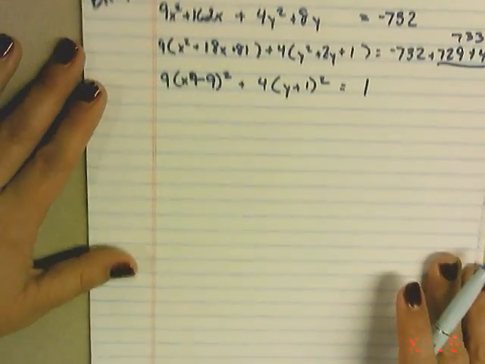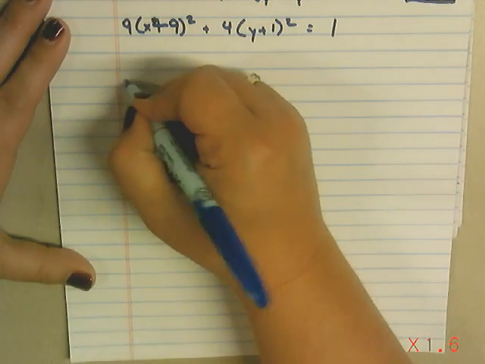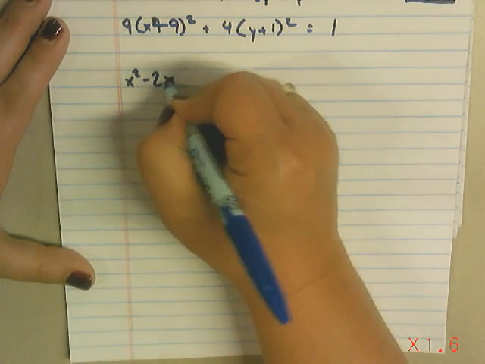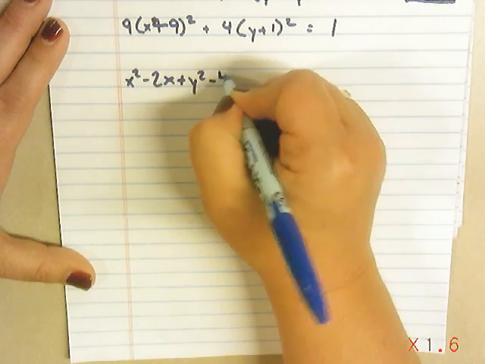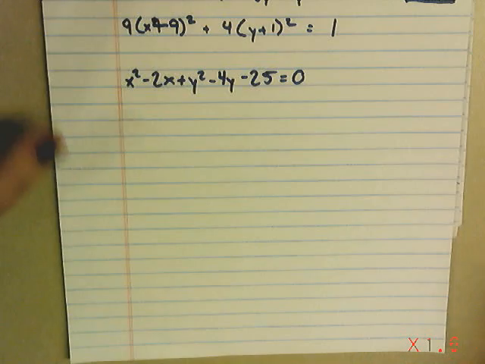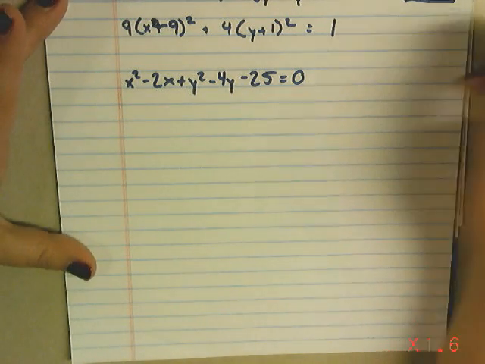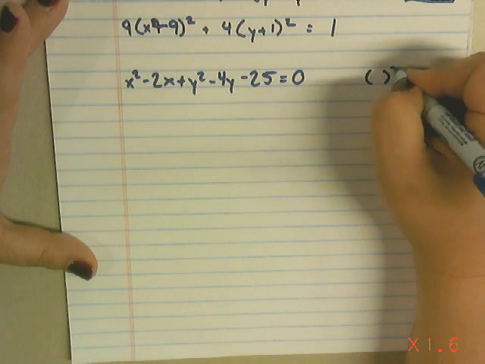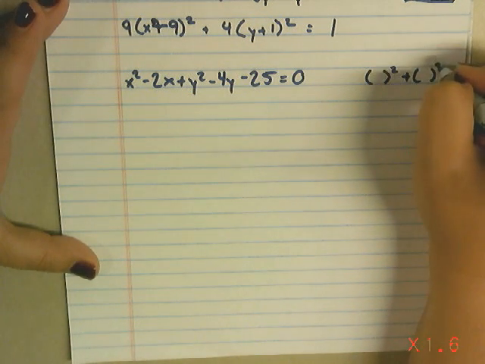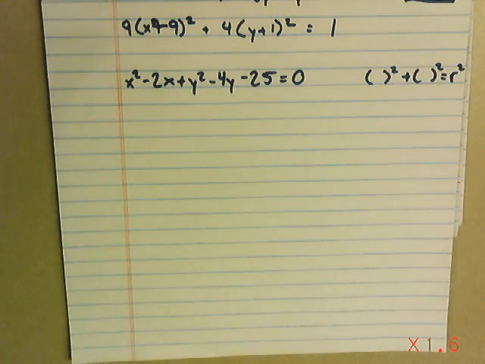All right, last but not least, we have our circle. So the circle: x squared minus 2x plus y squared minus 4y minus 25 equals 0. Let's remember what a circle looks like. Not a circle itself, but the equation. You have one parenthesis squared plus another parenthesis squared equals the radius squared.